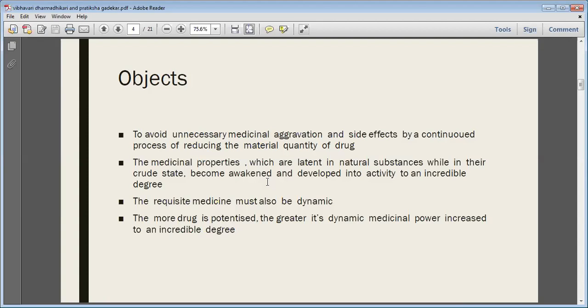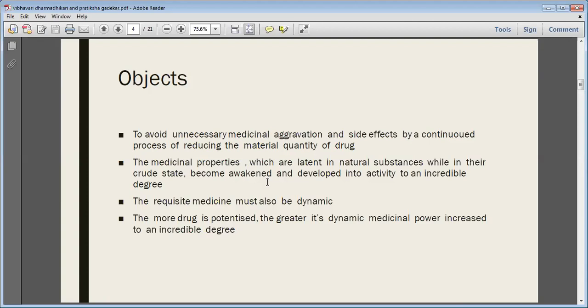The medicinal properties which are latent in natural substances while in their crude state become awakened and developed into activity to an incredible degree only by potentization. This is the second objective of potentization. The requisite medicine must also be dynamic in nature.